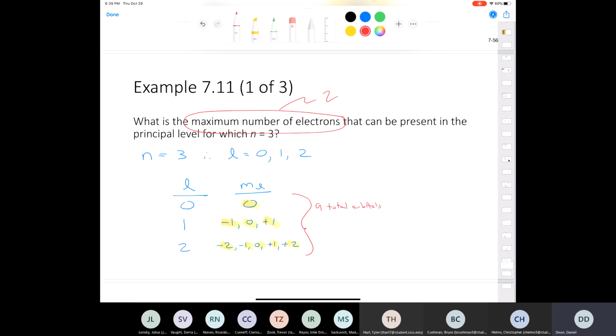It's asking me about the maximum number of electrons. I can hold 2 electrons in each orbital, can't I? If I have 9 total orbitals times 2 electrons, that gives me a total of 18 total electrons. That's the maximum number of electrons I could have in the principal level for which n is equal to 3. 18. That's the number.